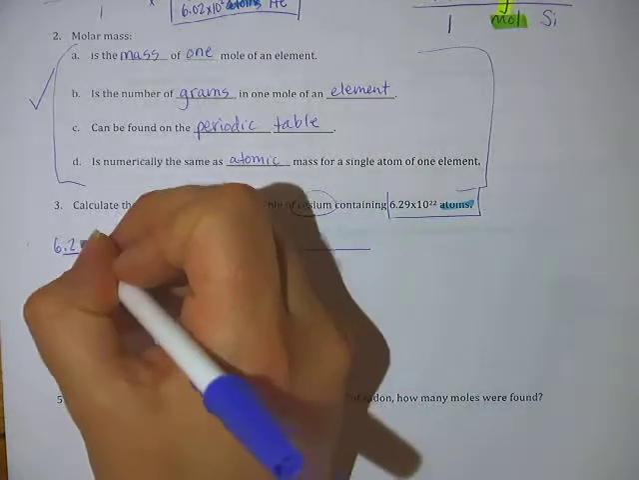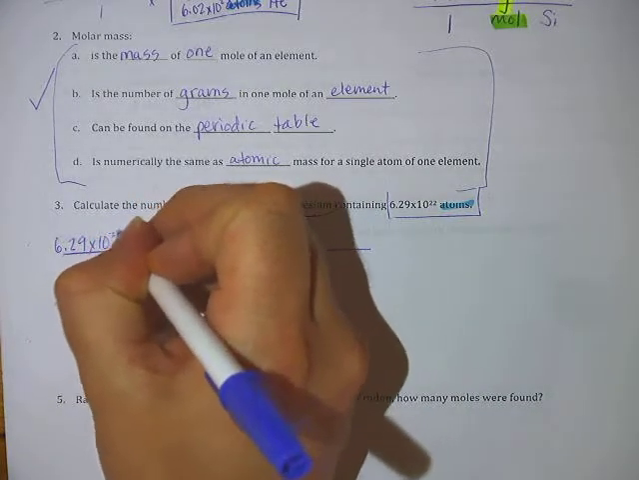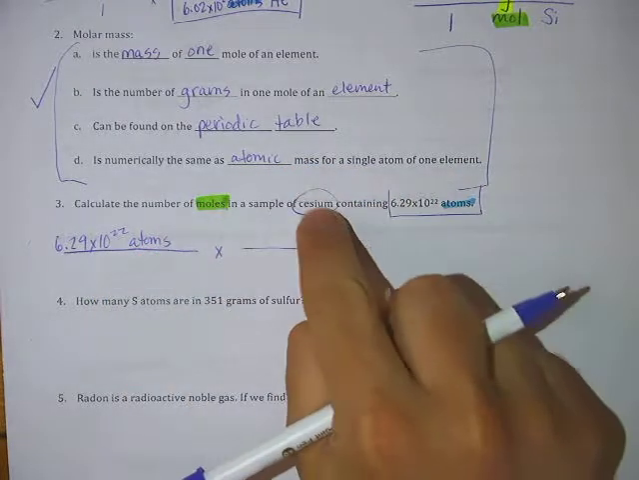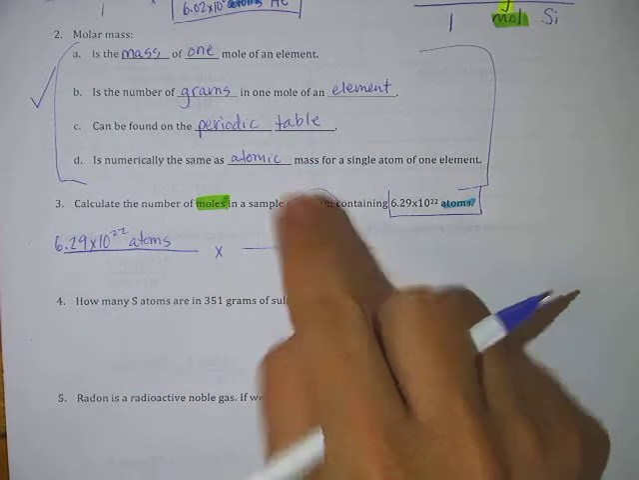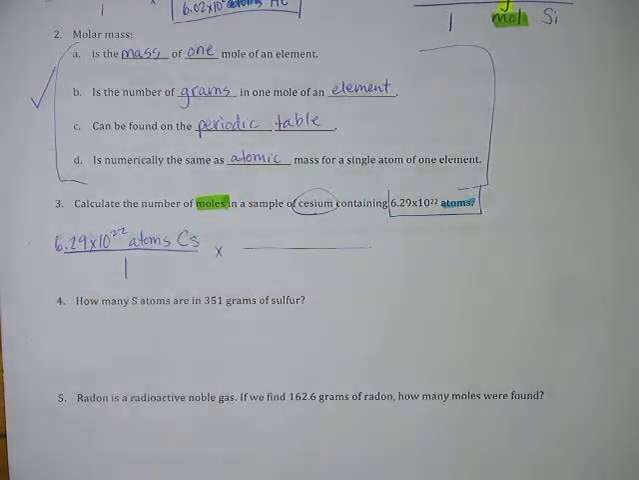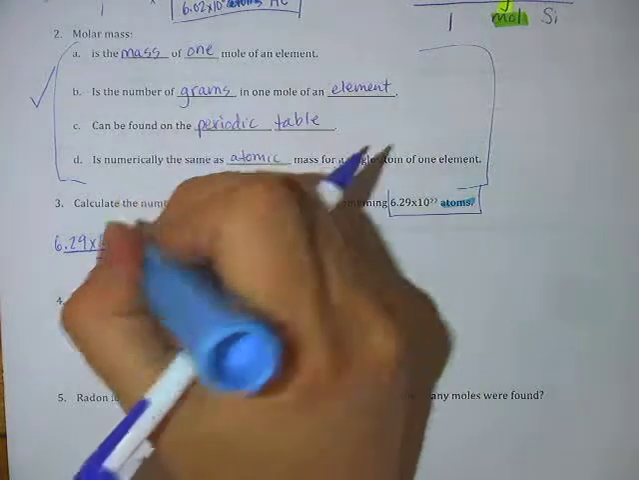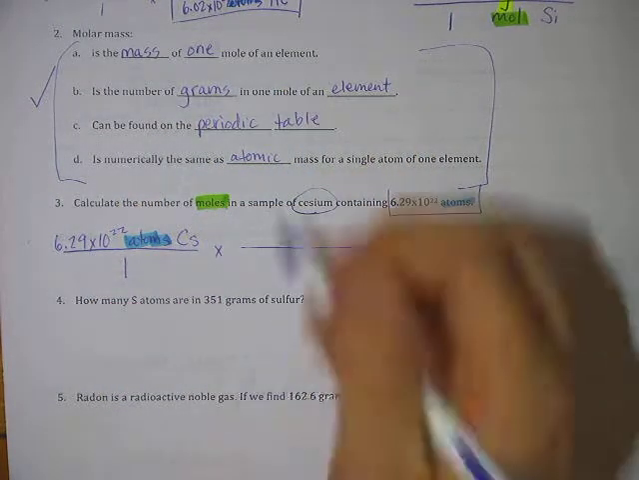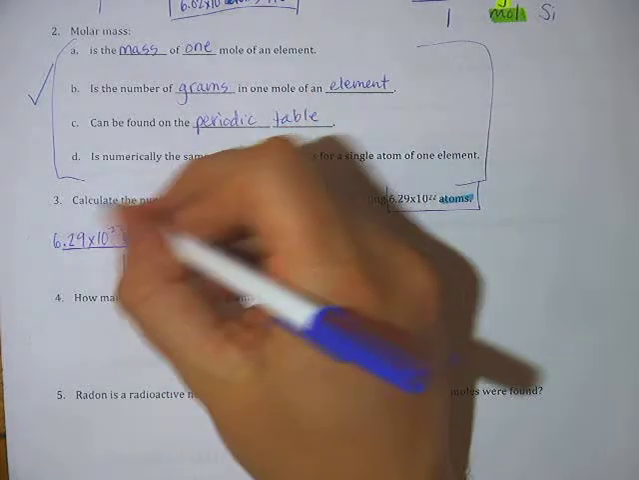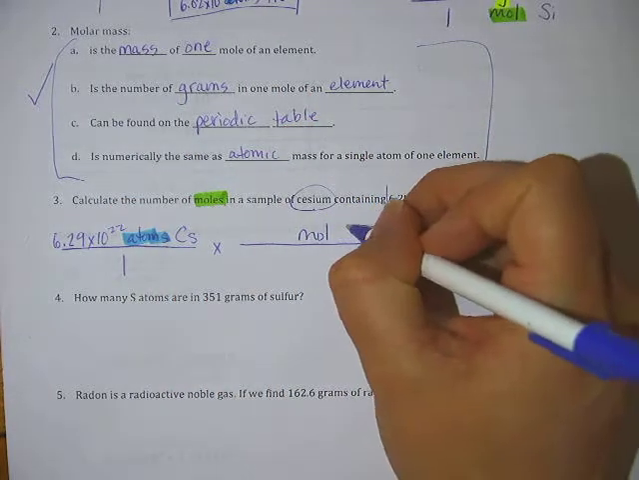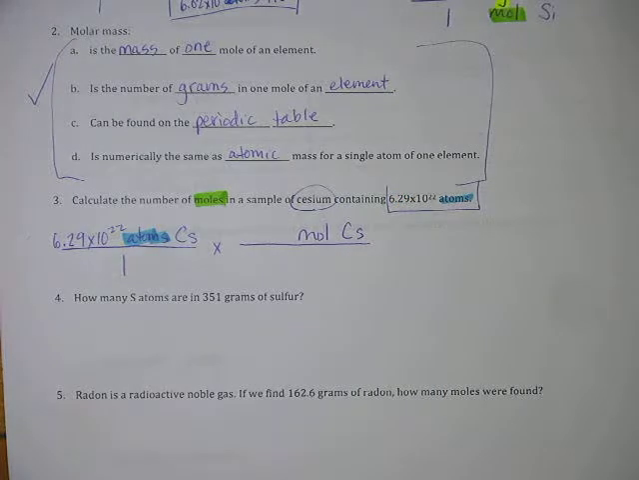Number is 6.29 times 10 to the 22nd. The unit is atoms. The element is cesium. If you check your periodic table, cesium is Cs. And that first fraction is always over a 1, just a 1. And whatever they're asking for, they want to calculate the number of moles, that's going to go on top of my last fraction with its element, still cesium.